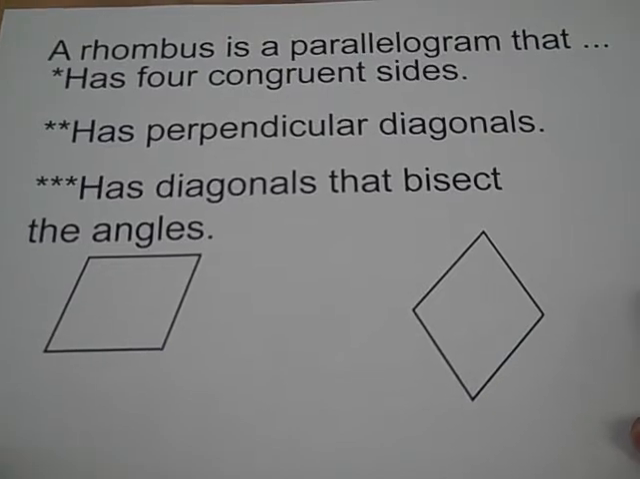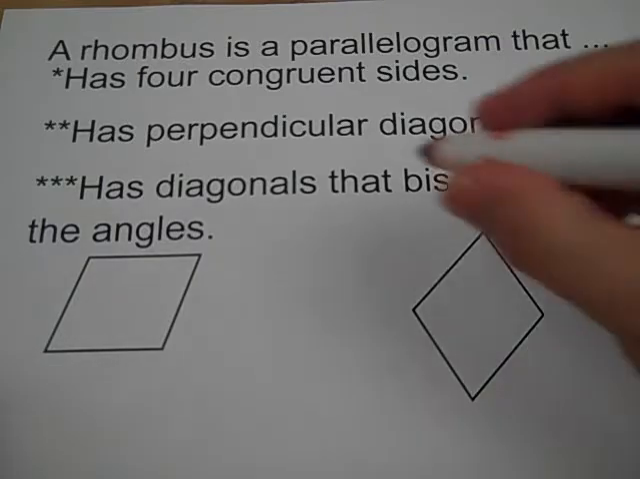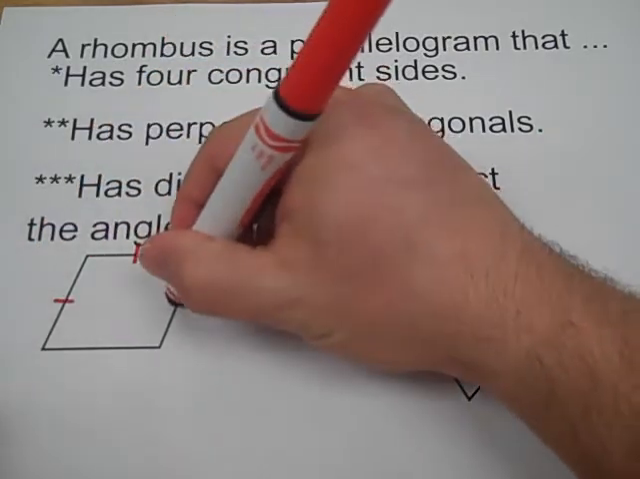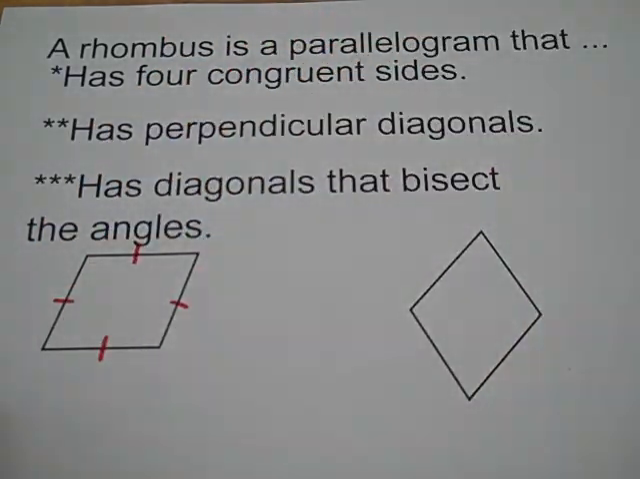The next type of special parallelogram is a rhombus. And a few things make a rhombus unique. Number 1 is it has 4 congruent sides. So all 4 sides are the same length. Also, the diagonals are perpendicular.